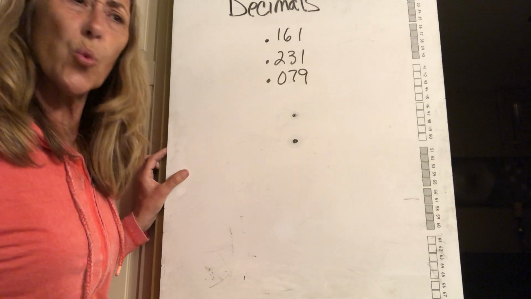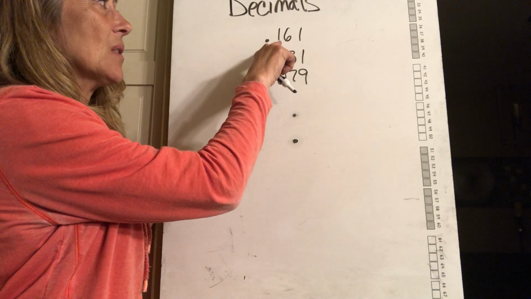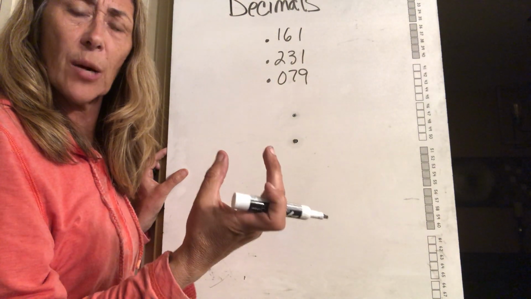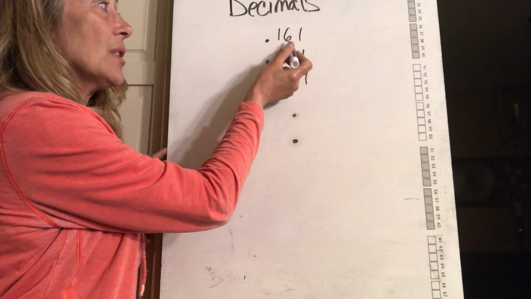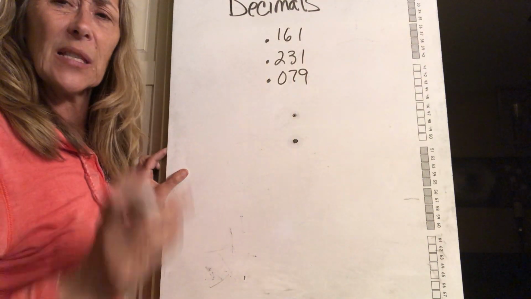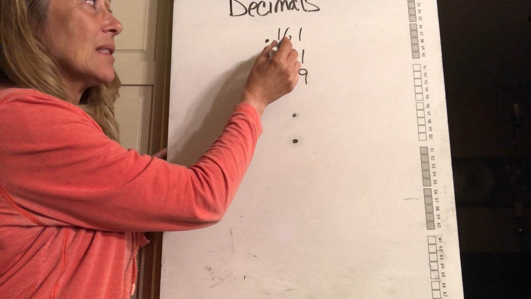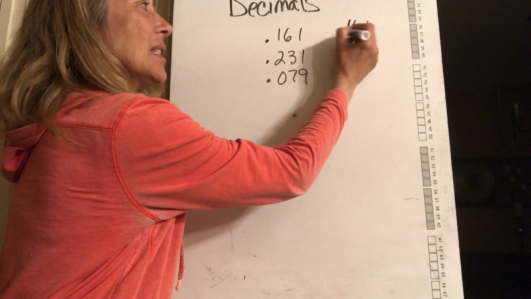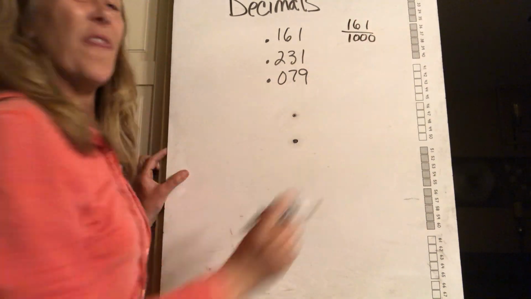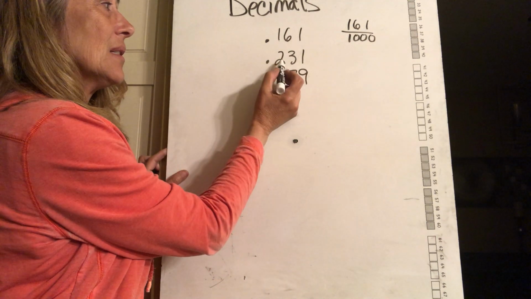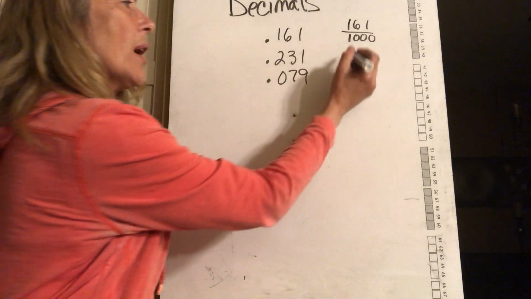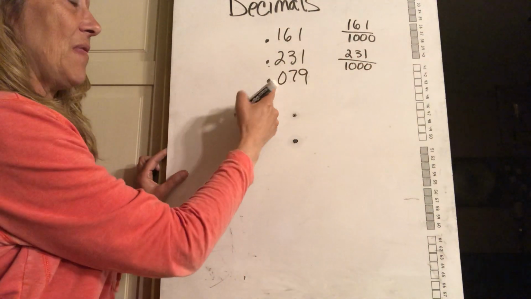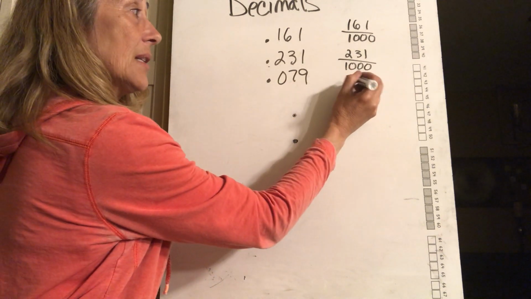I'm looking at those 3 numbers. This is 161. I say it just like I would any whole number that we've worked with up to now, 161. But my decimal tells me it's a part of a whole. Here's the tenths, the hundreds, the thousands. So this number is really 161 1,000ths. This is 231 1,000th. And this is 79 1,000th.